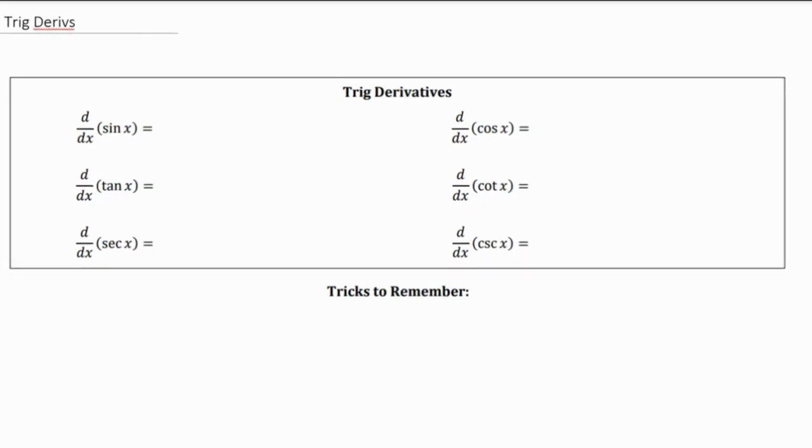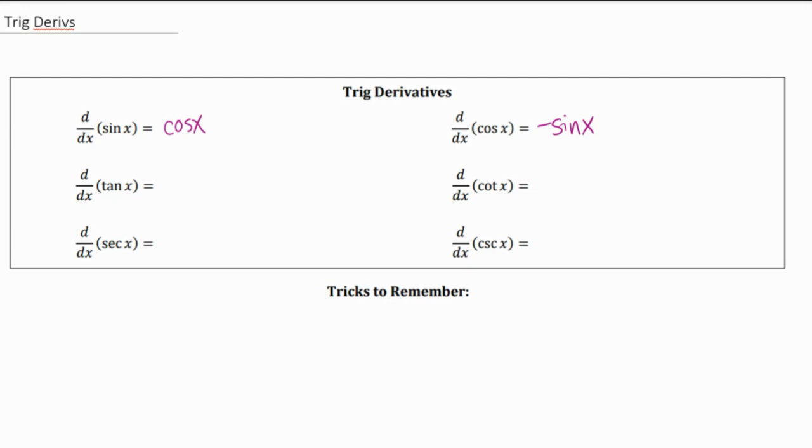Okay, so let's review 2 trig rules that we know, and then we're going to fill in 4 that we are learning right now. So the 2 trig rules we know, of course, are that the derivative of sine is cosine, and the derivative of cosine is negative sine. So here are the other 4 rules.